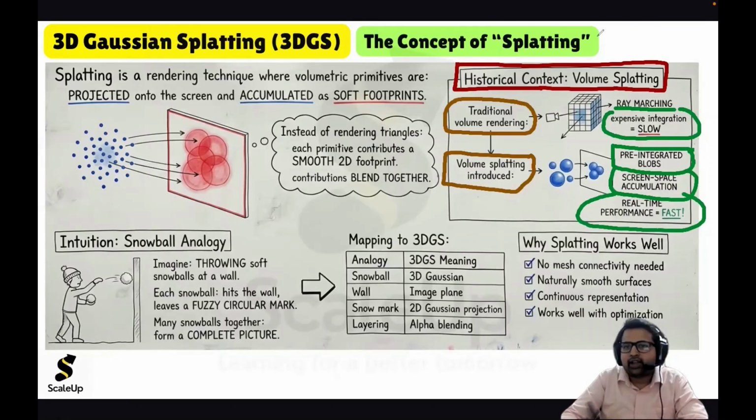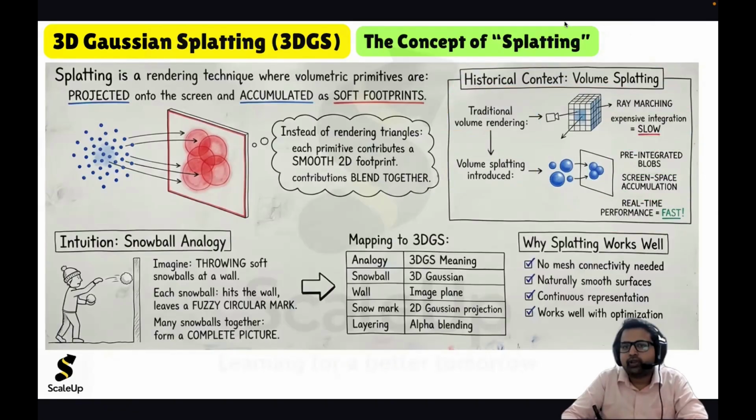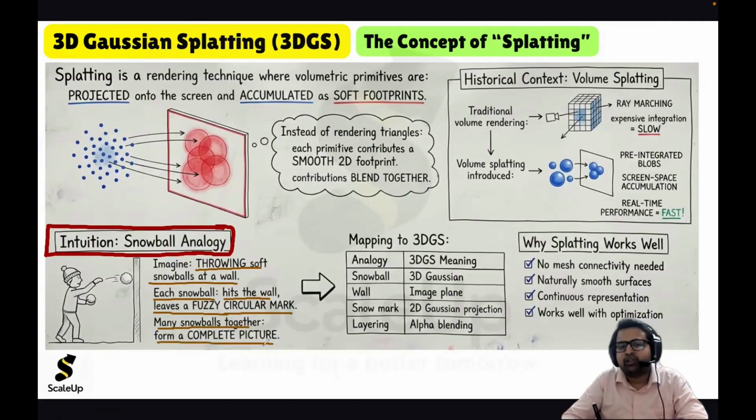In order to understand splatting with a real-life analogy, we can look at the snowball analogy. Imagine that you are throwing soft snowballs at a wall. Each snowball hits the wall and leaves a fuzzy circular mark. Many snowballs together form a complete picture, and that is what splatting is.